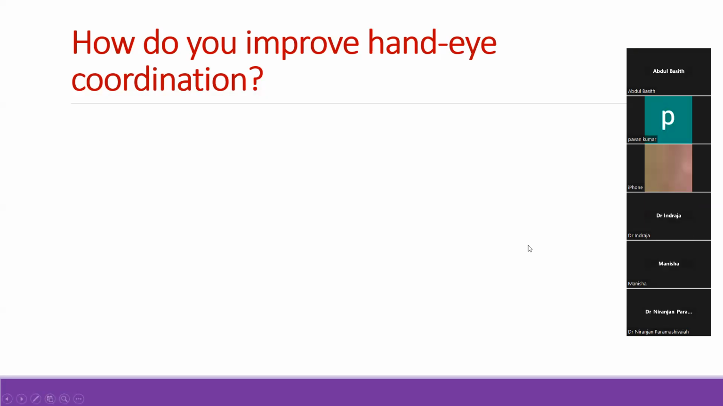Indraja? We have to place the correct port placement, sir. Whatever is the surgery, according to that, we have to place the ports. Very good. Triangulation of the port. And placement of the monitor also, sir. Excellent. What is the principle there?